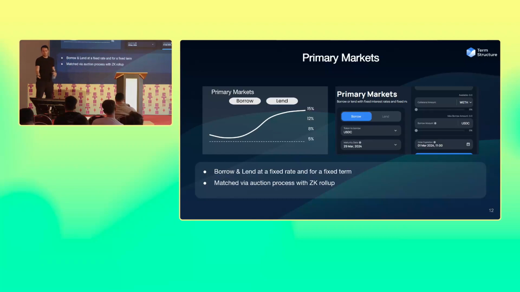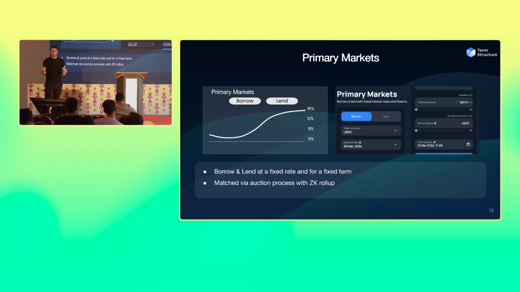You can choose the collateral. In this case, it was REPT-ETH, and the amount you want to borrow. And so basically, you're going to be able to borrow and lend at a fixed rate and for a fixed amount of time. You know you're going to get 5% for the next month. It's all going to be certain.